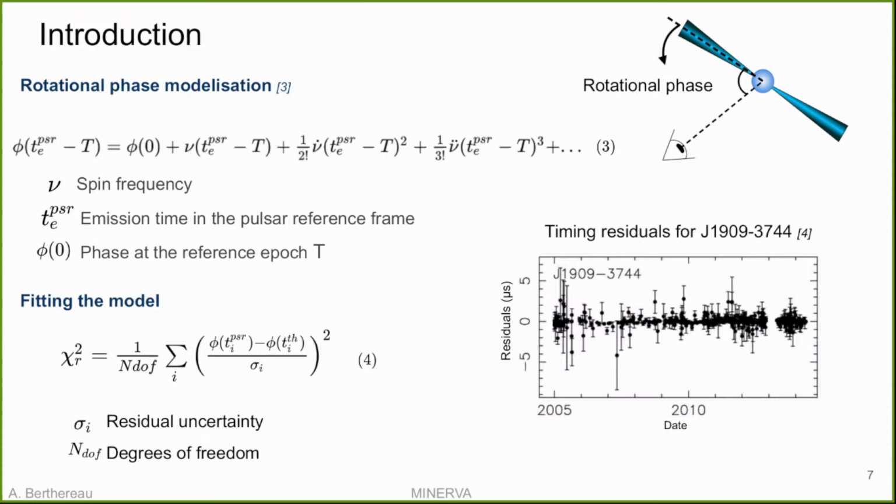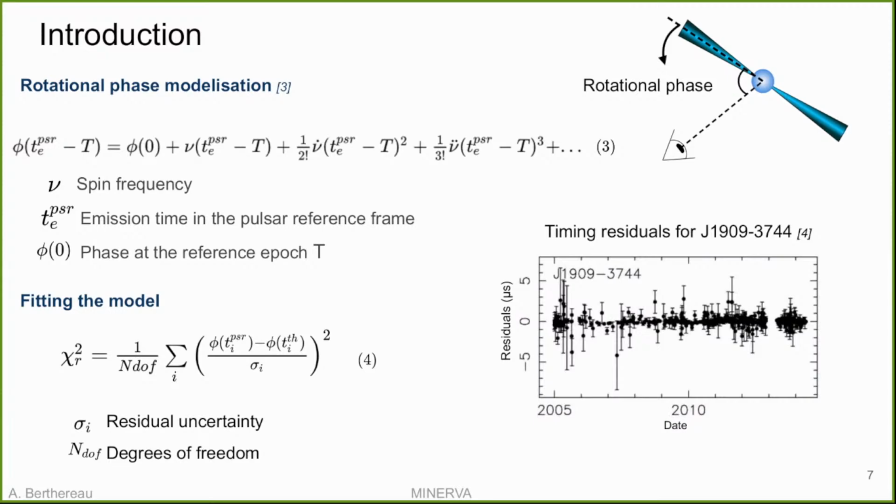And we feed this model to the data. We will have what we call residual. So this is the difference between the model and the observation. And our goal is to have the smallest residual possible, so that our model will correctly describe the pulsar and its environment. And here you have the result for 1909.